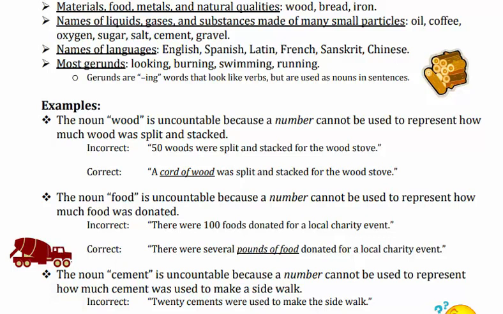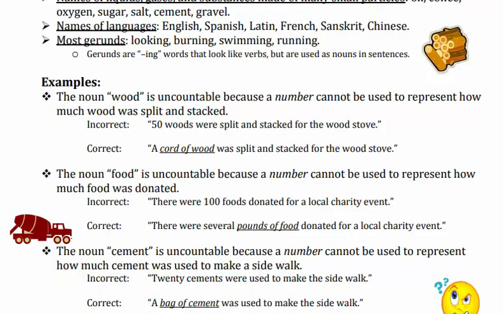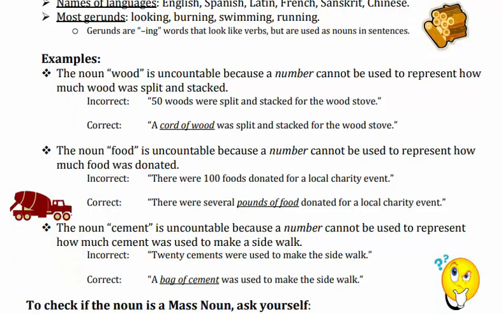There were several pounds of foods donated for the local charity event. It is correct, right? The noun cement is uncountable because a number cannot be used to say how much cement was used to make the sidewalk. So the same is the case with the word cement. 20 cements were used to make the sidewalks. It is not suitable. Or a bag of cement was used to make the sidewalk. Yes, it is correct and it sounds good, right?